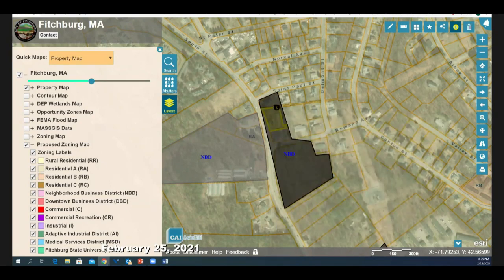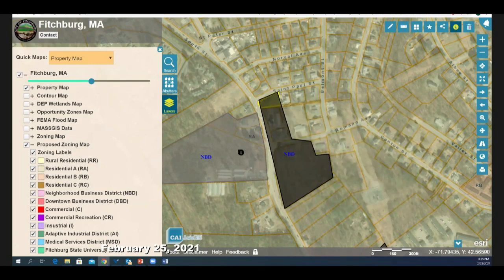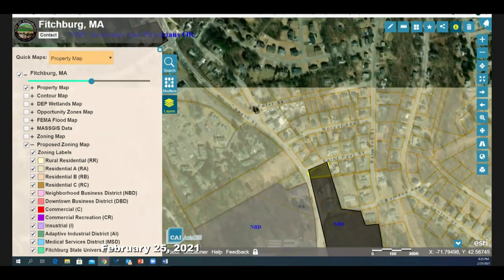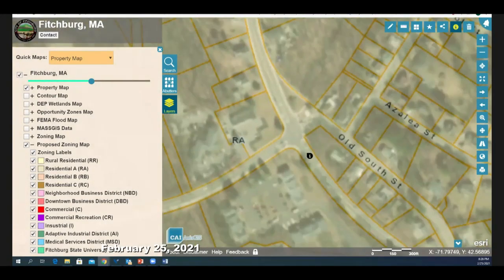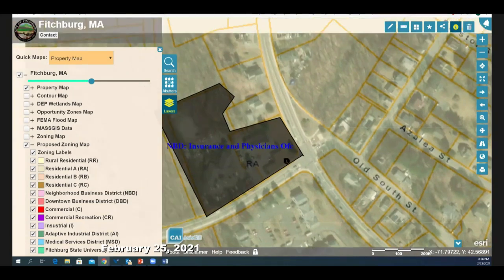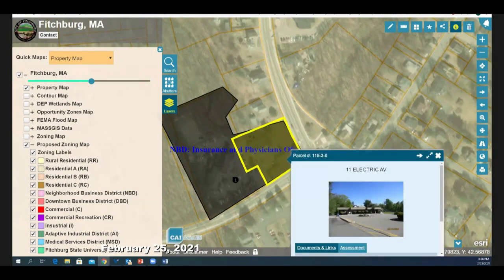Yes. So basically, right now it's what, RA? Correct, it's RA right now. So this would be a change to zone it for commercial use. I'm fine with that. That makes sense. And then here we have an insurance and physician's office proposed to change to MBD.